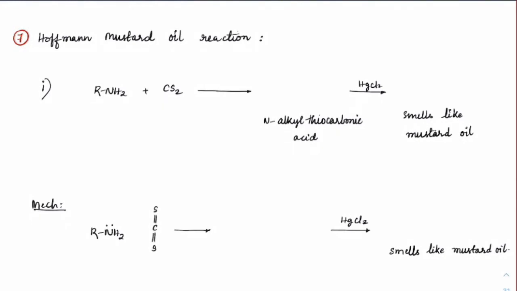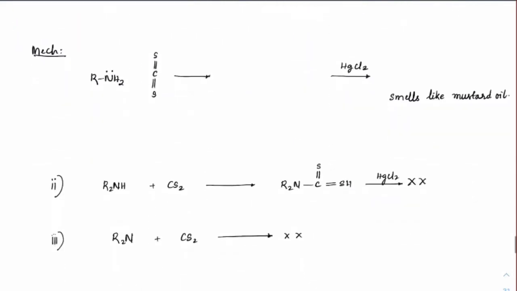Next, Hoffman mustard oil reaction. This is important for mains exams. Hoffman mustard oil reaction is reacting with CS2, sodium disulfide, in case it is a primary amine. Let me show the mechanism first.